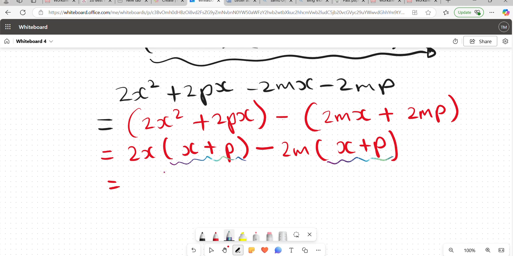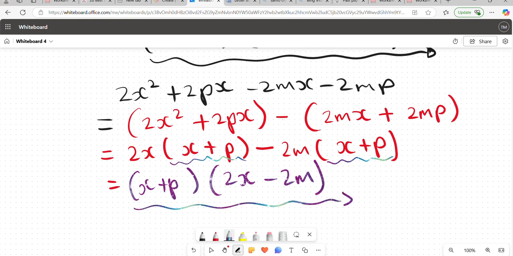All right. So in this case, I take out my common bracket, which is an x plus a p. And in the next bracket, I put my 2x with my 2m. And there we go. This is how you would factorize this question up here. Right? I think we're good in terms of grouping for now.